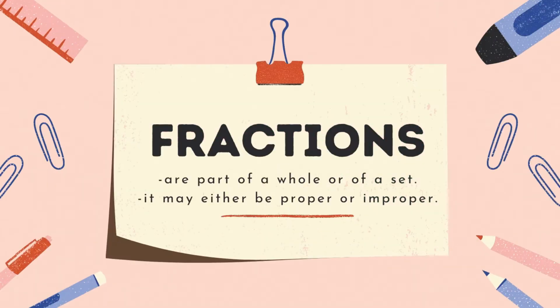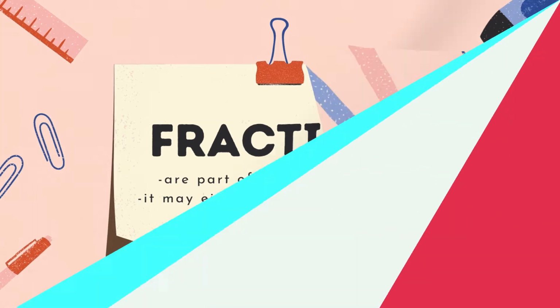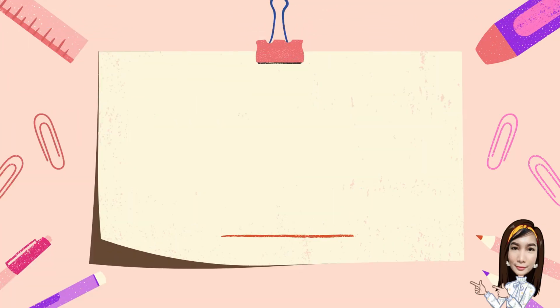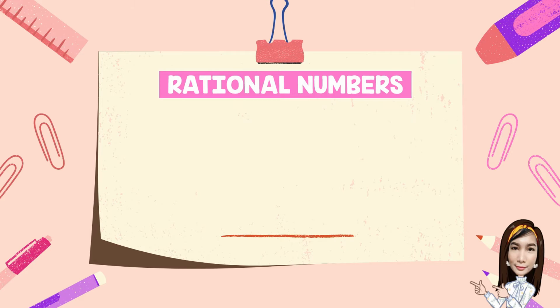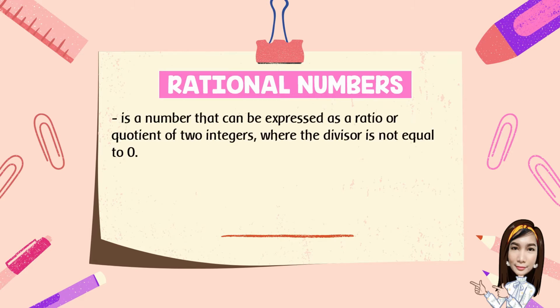Fractions are part of a whole or of a set. It may be either proper or improper. Fractions fall under a set of numbers called rational numbers. A rational number is a number that can be expressed as a ratio or quotient of two integers, where the divisor is not equal to 0. So it can be written in the form a over b, where b is not equal to 0.